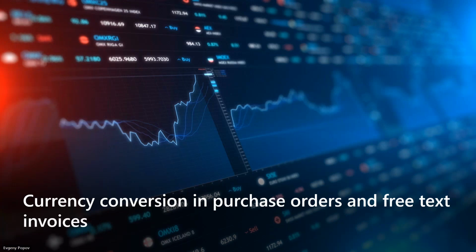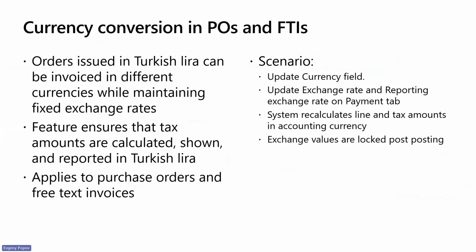All right. Our next feature is currency conversion in purchase orders and free text invoices. The feature helps to use a manually specified fixed exchange rate if you want to invoice an order that is issued in Turkish lira in a different currency. Additionally, it ensures that tax amounts are calculated, posted, and reported in Turkish lira. The functionality works in purchase orders and free text invoices in Turkish localization, and the same capabilities are actually available in sales orders in the standard functionality.